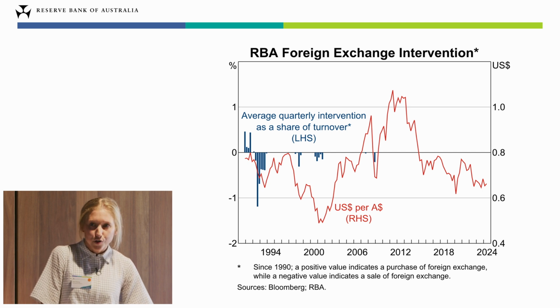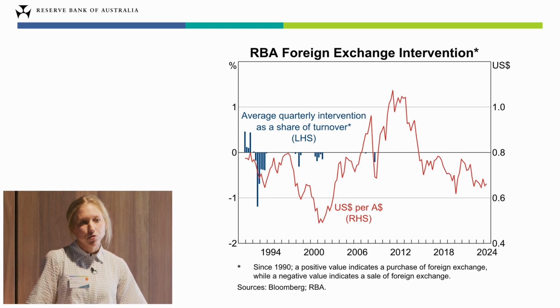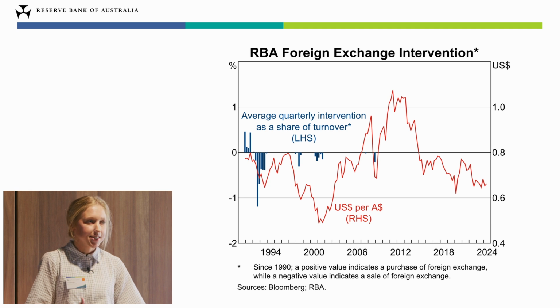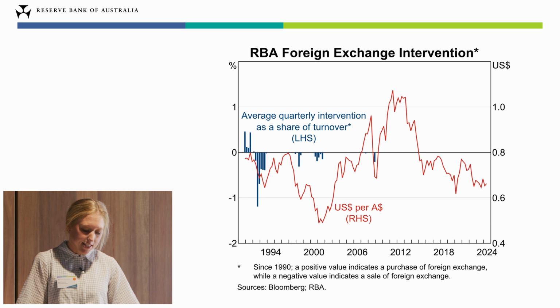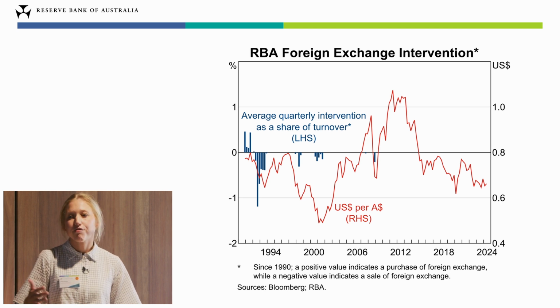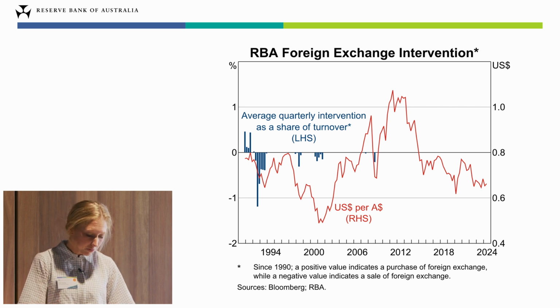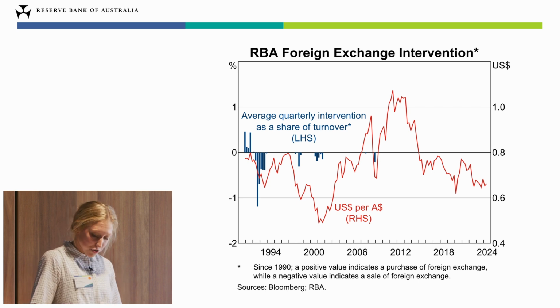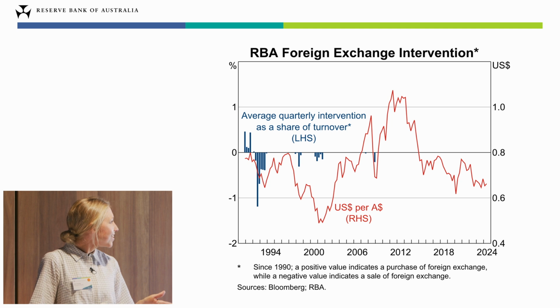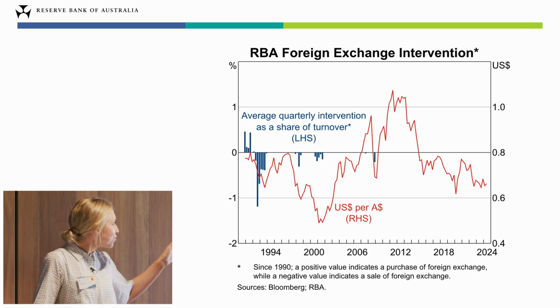The main focus of intervention then shifted to episodes that could be characterised by significant market disorder. And what this means is instances where market functioning is impaired to such a degree that it becomes obvious that there's excessive volatility. The main example of this was during the global financial crisis when the Aussie dollar plummeted, and you can see that in the chart around 2008.